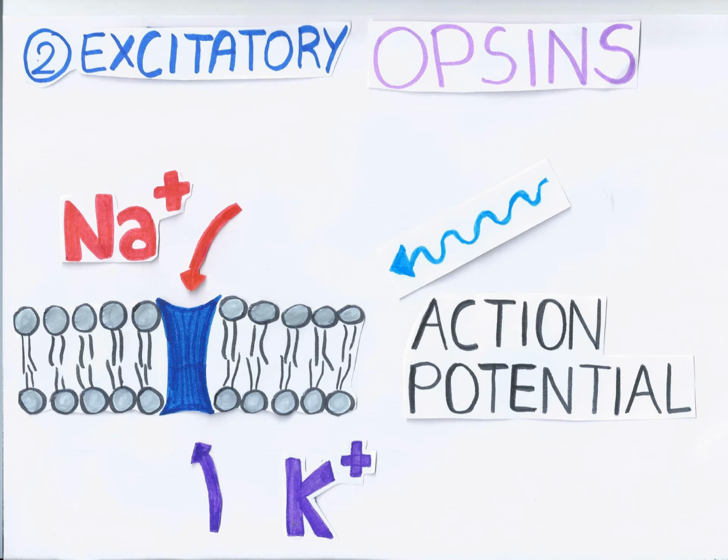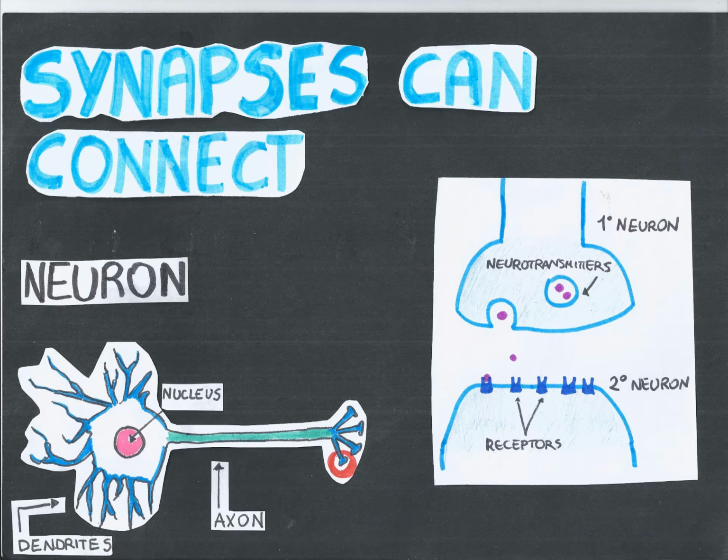After the sodium, the potassium goes outside, and then you have the hyperpolarization, which is the second phase of the action potential. But the important thing is that you can have the beginning, because the inside of the membrane gets positive because of the sodium. And here you can see the same neuron, and finally synapses can connect, so you can receive the message.